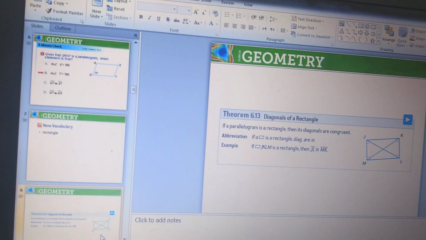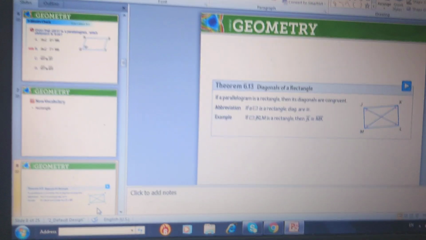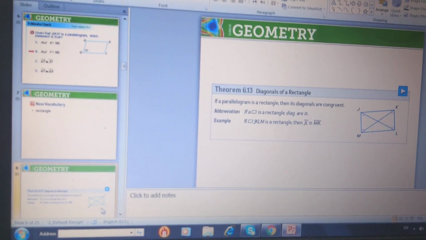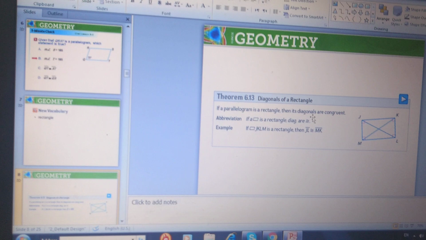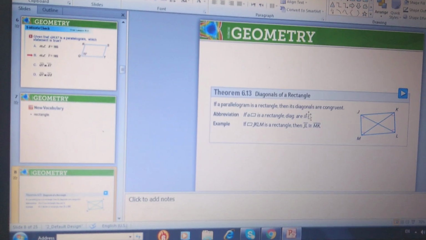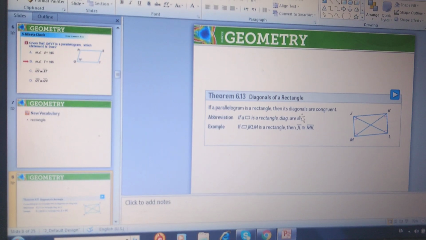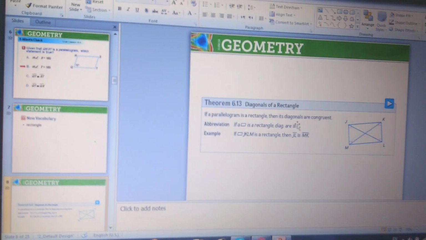Let us start. Diagonals of a rectangle. The first property that a rectangle takes is that if a parallelogram is a rectangle, then its diagonals are congruent. Now, diagonals in a rectangle have two properties. They are congruent and they bisect each other.